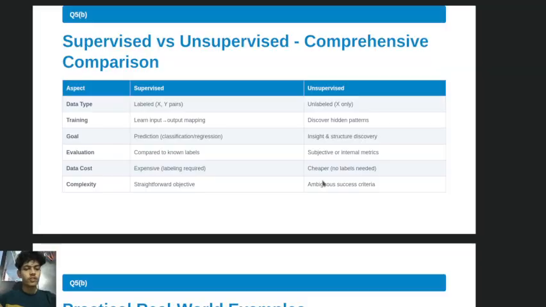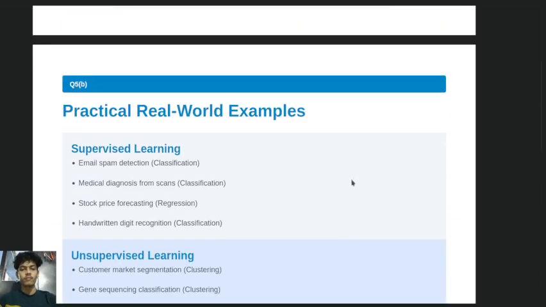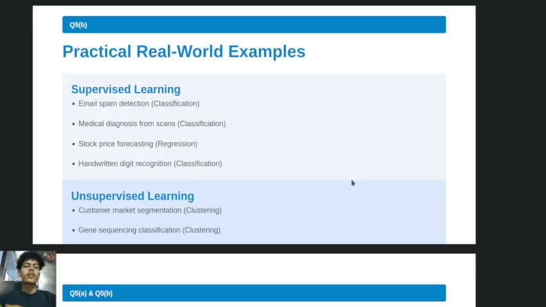Evaluation in supervised is compared to known labels, while in unsupervised it uses subjective or internal metrics. Data cost in supervised is expensive, while in unsupervised it is cheaper. Complexity in supervised is straightforward with an objective, while in unsupervised it is ambiguous in success criteria. In the real world, for market segmentation we use clustering. Supervised learning can be used for email spam detection, and stock price forecasting using regression.